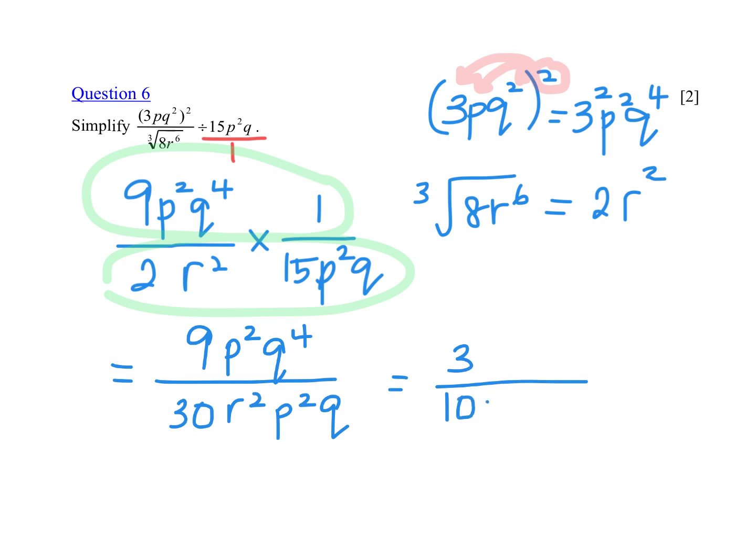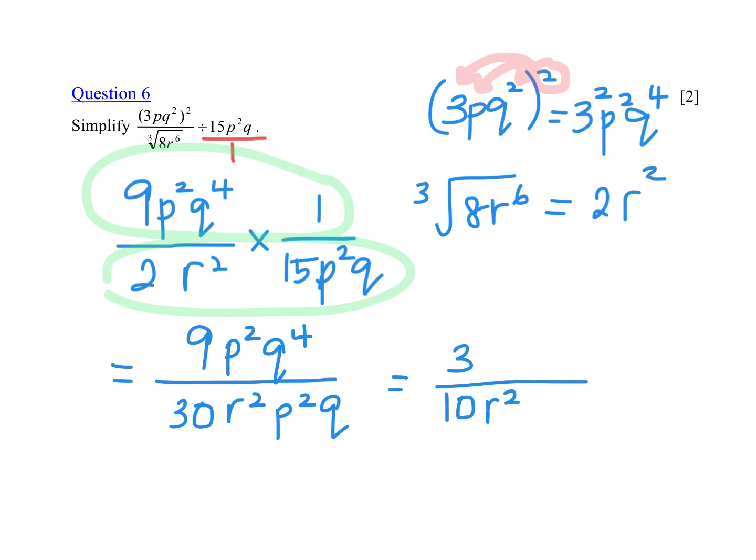Then there's no other r, so r square stays. p square with p square, on top have p square, there are two of them on top and two of them below. But during our examination, we don't write cancellation just like that. We need to show the teacher the working, so we just need to know that p disappears, right?